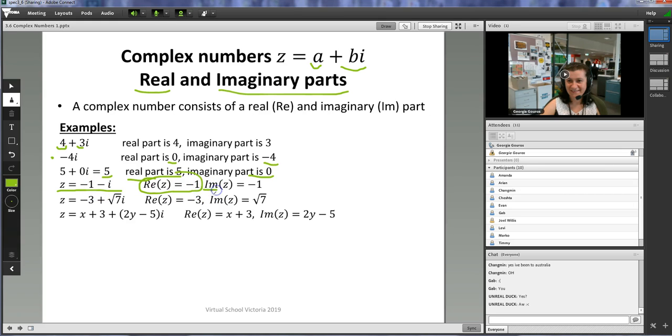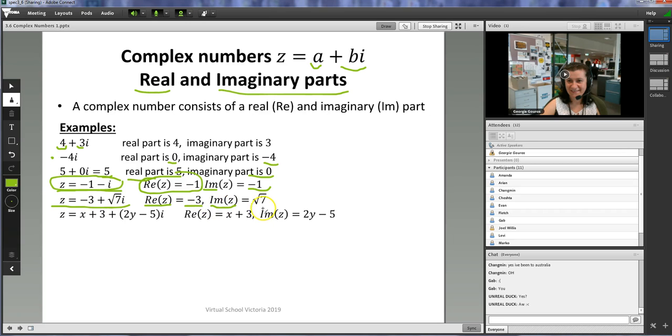Im is another function, short for imaginary, which takes the complex number and returns the imaginary part of the complex number. So if you pass z into the imaginary function, it should return you negative 1, in this case, for this particular complex number. And you can use that throughout, so you can do it to any complex number. You can have another complex number, z is equal to negative 3 plus root 7 i. The real component of that number is negative 3.